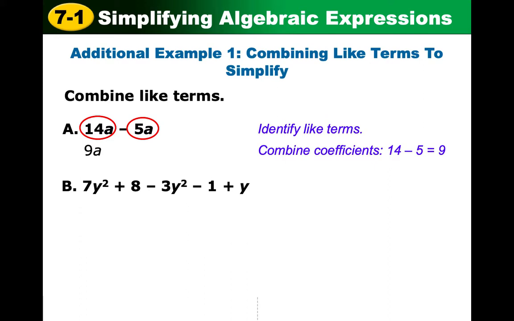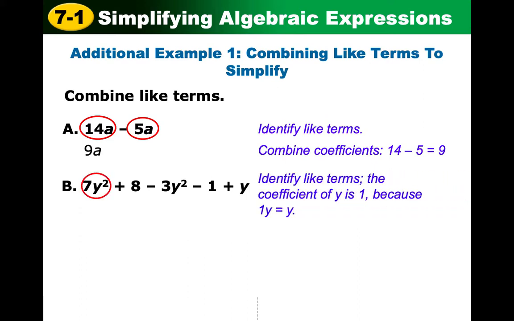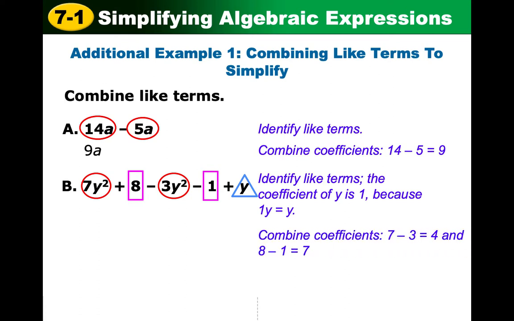Let's do the same here. Can you identify like terms among the 5 terms in this expression under b? If we mark them, we see that the 7y squared and the 3y squared are both like terms, same variable, same power. The 8 and the 1 are also like terms because they have no variable. The y is on its own because there's no other term like it, so there is nothing that it can be combined with. But among the ones that can be combined, we can combine the 7 minus 3 for the y squared term and get 4y squared.